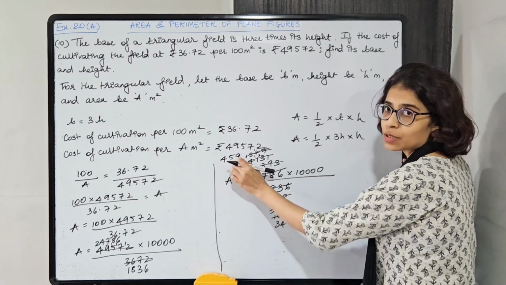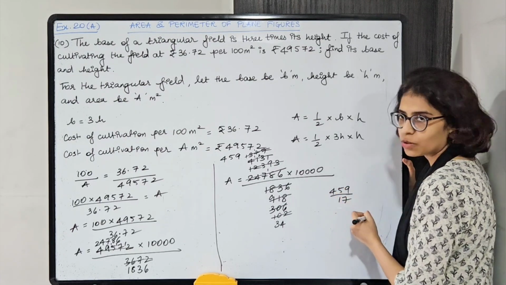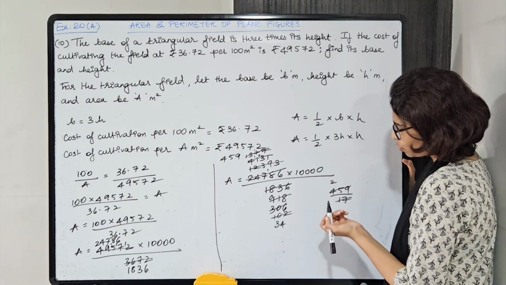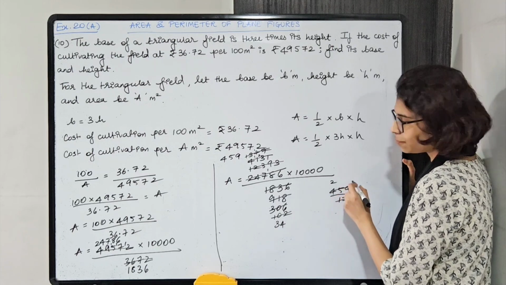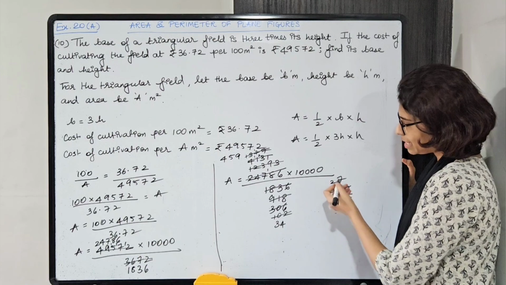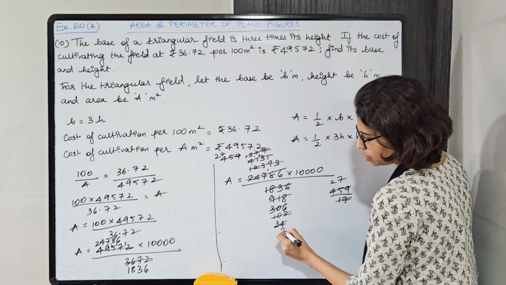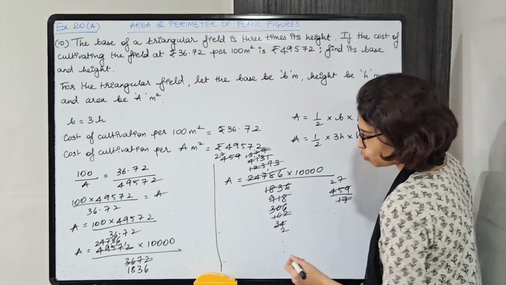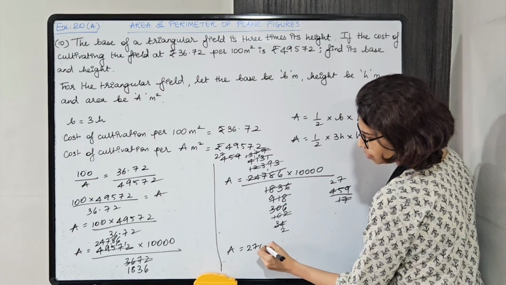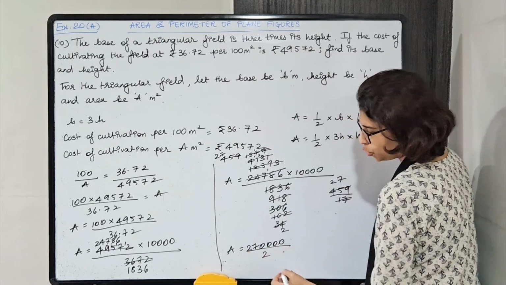Let's see if this is divisible by 17. So 459 है, 17 से divisible होगा क्या? 17 2s are 34. Okay, so that will give 11 will remain 119. So 17 7s are 119, right? So yes, 17 27s are 459, and 17 2s are 34. Okay, so we are getting A as 27 into 10,000. Okay, so that will give 2,70,000 divided by 2.